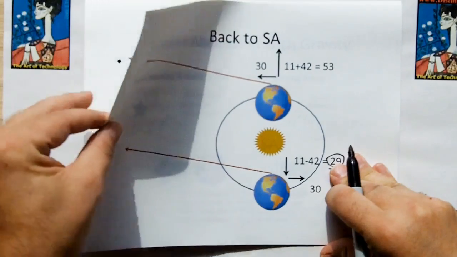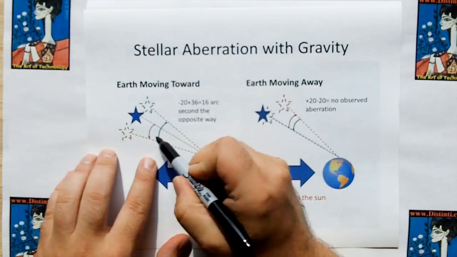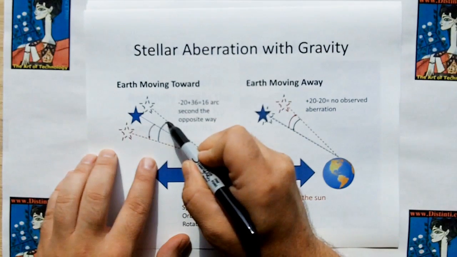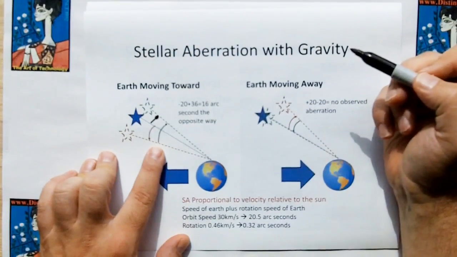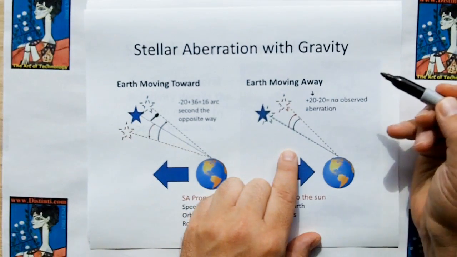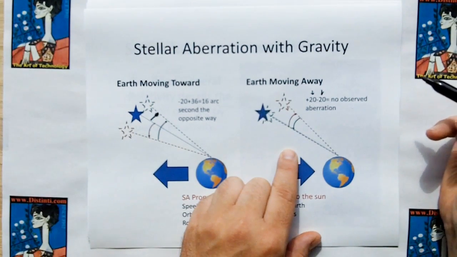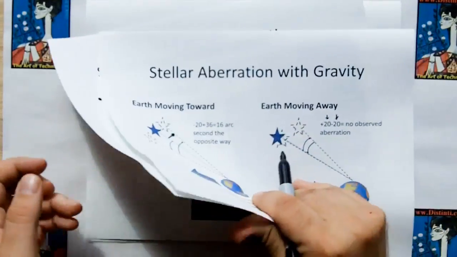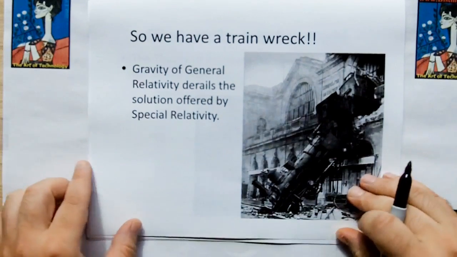So if we apply these back to the other diagram, our 20 arc second depression in light is going to be thrown the other way with a plus 36 arc second correction due to gravity, which is going to give us a net positive deflection of 16 arc seconds. On the Earth moving away, the motional aberration is going to be almost completely canceled by the gravity-induced aberration, and we're not going to see a deflection. Okay, so we have a train wreck here. General relativity seems to derail the solution offered by special relativity.